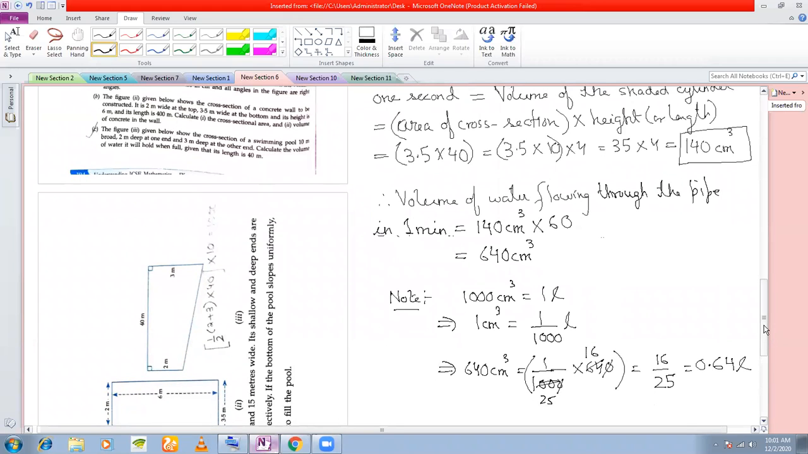If they ask you to give your answer in liters, or if they give in the problem to take 1000 centimeter cube equal to 1 liter, then this is the way you are going to proceed. Okay, so that is what this question was all about. We see the next question, that is 26a.